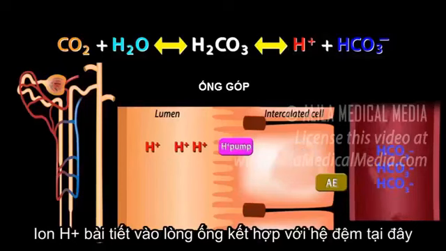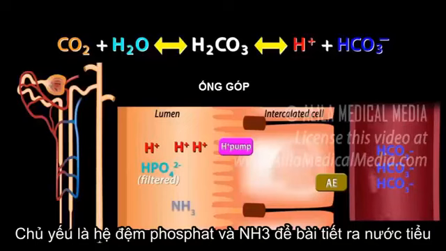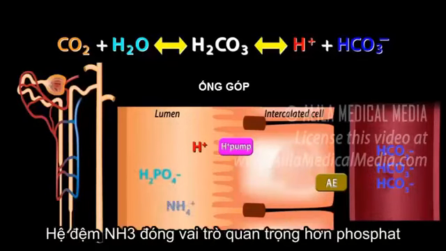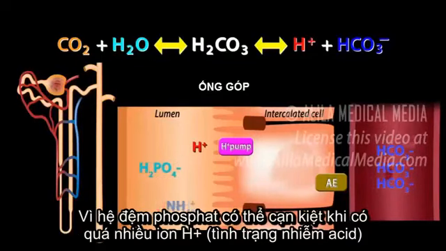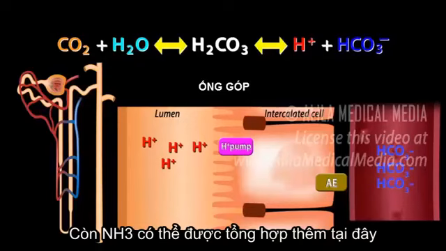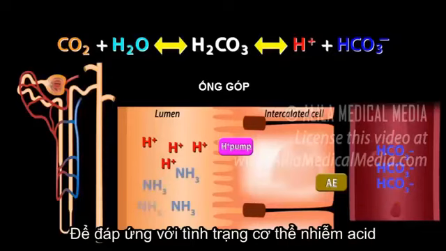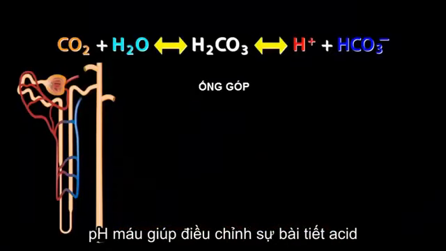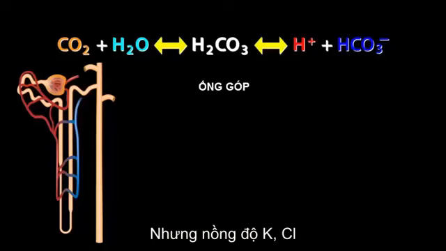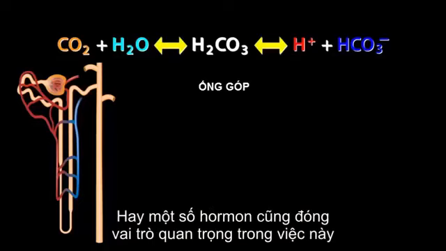Hydrogen ions secreted into the lumen combine with urinary buffers, mainly filtered phosphate and ammonia, to be excreted in urine. The ammonia buffering system is particularly important because unlike phosphate, which is filtered in fixed amounts from the plasma and can be depleted during high acid loads, ammonia production is regulated in response to changes in acidity, and its concentration may increase several-fold when necessary. Blood pH is the main regulator of acid excretion, but potassium, chloride concentrations, and several hormones also play important roles.